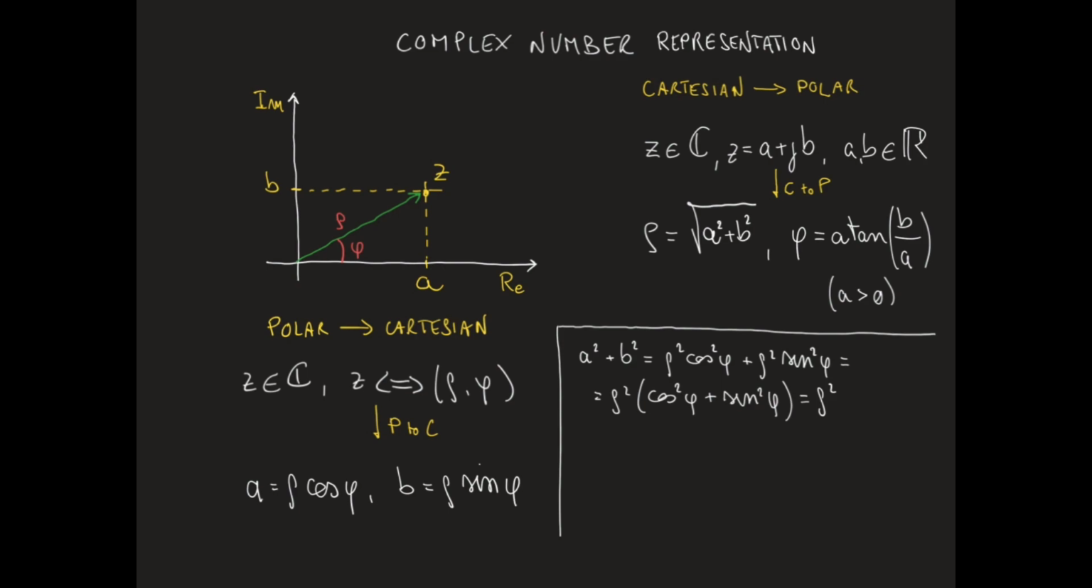On the other hand, the ratio b over a is equal to rho the sine of phi divided by rho the cosine of phi, which is equal to the tangent of phi. These results are of course consistent with the rules for transformation from Cartesian to polar representation we have obtained before.